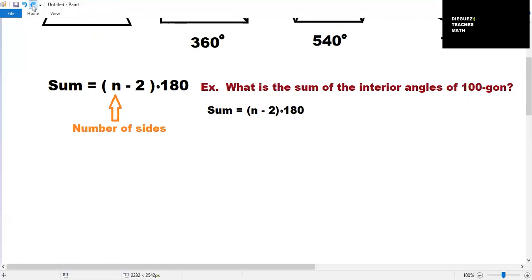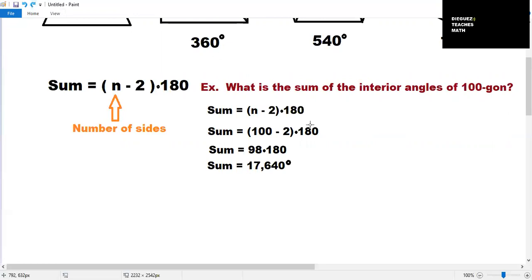So I take the n, substitute it with 100. 100 minus 2 gives me 98. So my formula right now says sum equals 98 times 180, which gives me 17,640 degrees. And so that's all for this question. So this question says that if we add all of the angles in a 100-sided figure, the total is going to be 17,640 degrees.